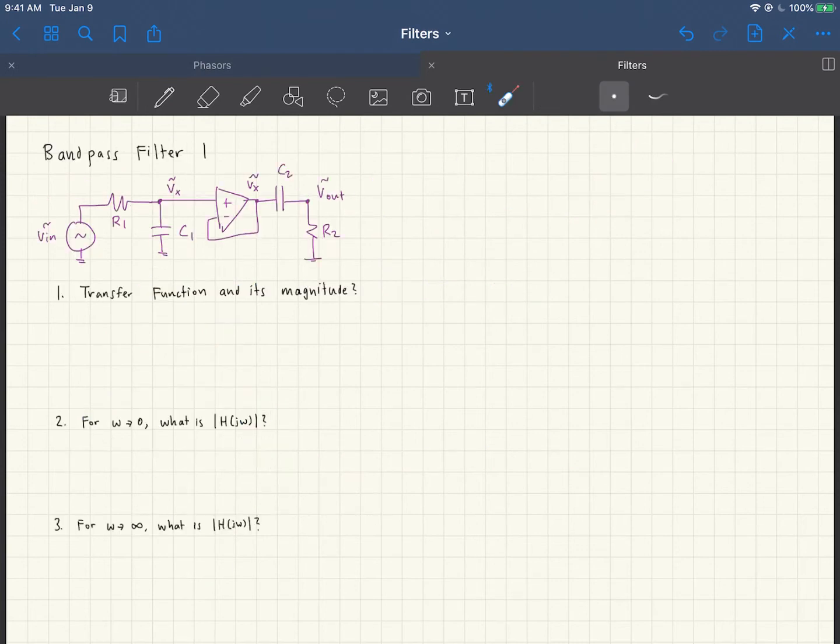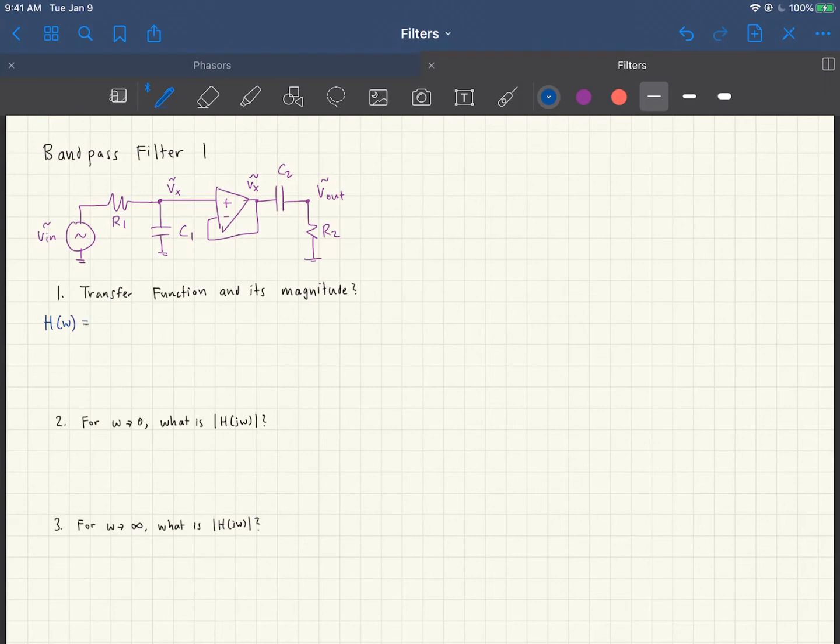Now we'll be taking a look at the bandpass filter. A bandpass filter is designed with a resistor and a capacitor. So we're going to have a low pass first, take the output of the low pass, then feed it through a buffer. So we have the same output over here, Vx tilde, and then we're going to feed it through a high pass. So the first question we want to ask is, what is the transfer function and its magnitude?